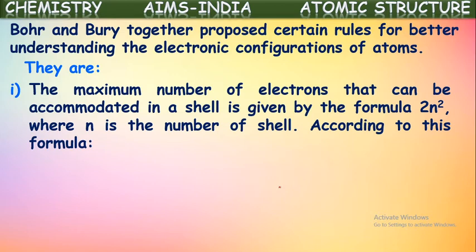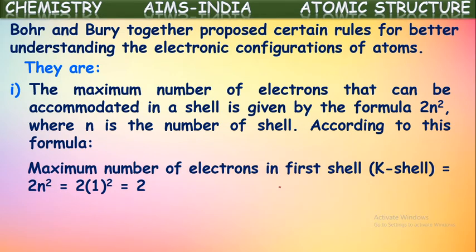Let us see here, according to this formula, the maximum number of electrons that can be accommodated in the first shell, which means n is equal to 1. So in the formula 2n square, if we substitute 1 in place of n, what do we get? 2 into 1 square, that is 2. So the maximum number of electrons that can be accommodated in the first orbit of an atom is equal to 2.